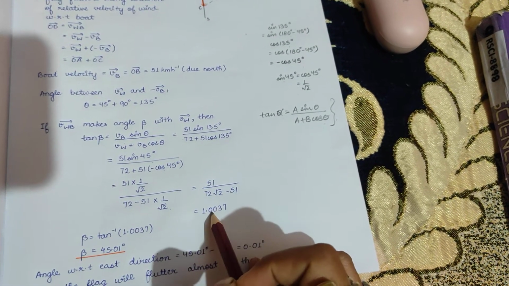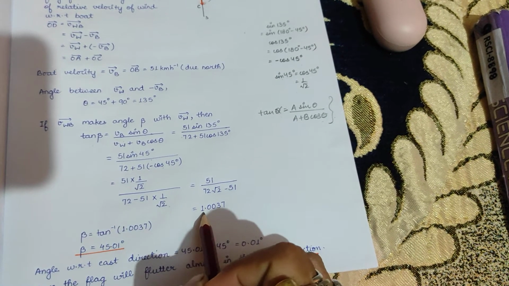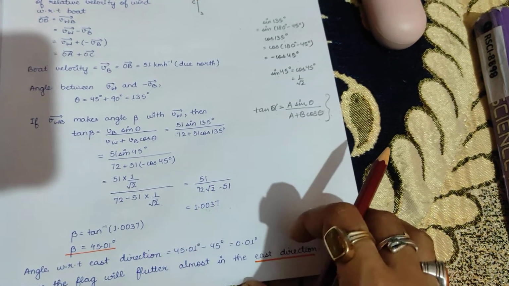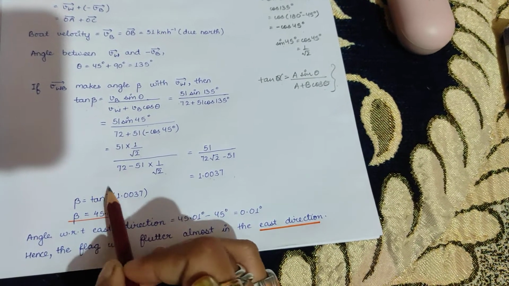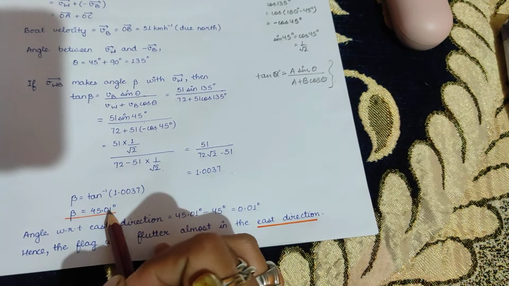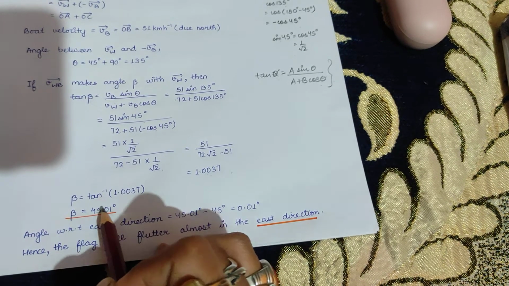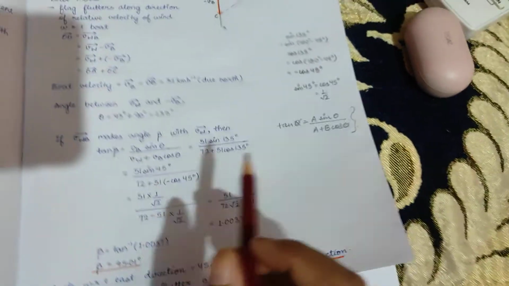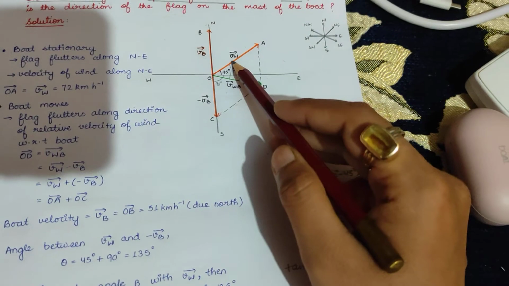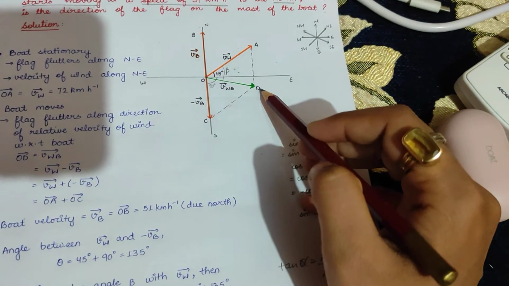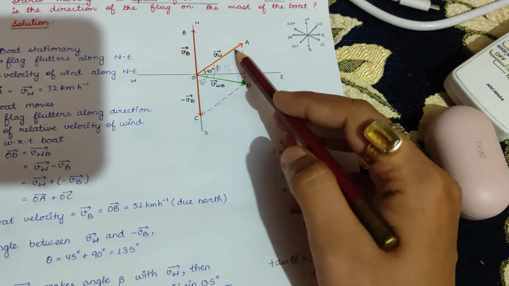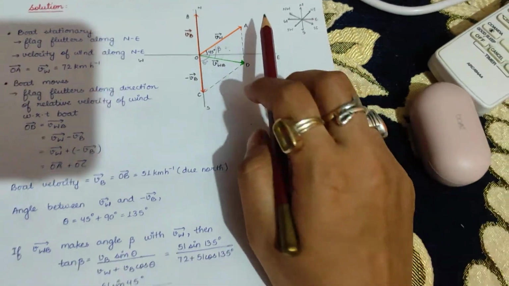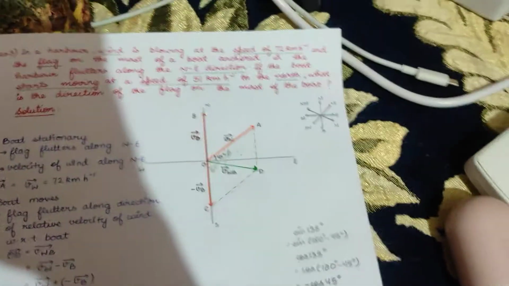Solving this, we will get tan beta as 1.0037. Now if we find the angle beta by taking tan inverse, we will get beta as 45.01 degrees. Beta is the angle made by the resultant with the velocity of wind, OA.